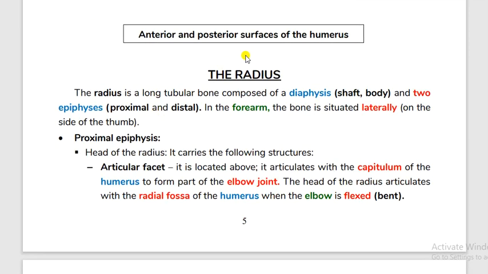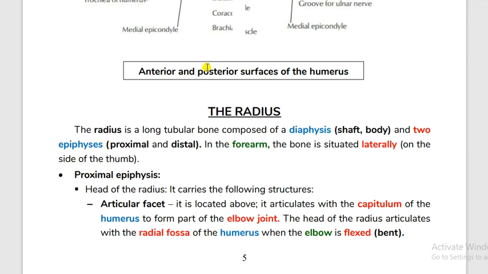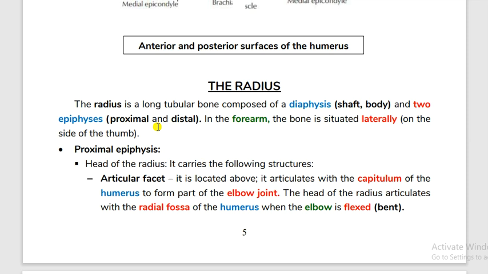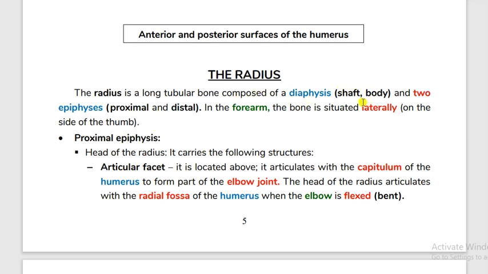Now, the next bone is the radius. We are going to the bones of the forearm, and the first bone is the radius. The radius is a long tubular bone composed of a diaphysis, that is the shaft or body, and two epiphyses, proximal and distal. In the forearm, the bone is situated laterally, that is on the side of the thumb.